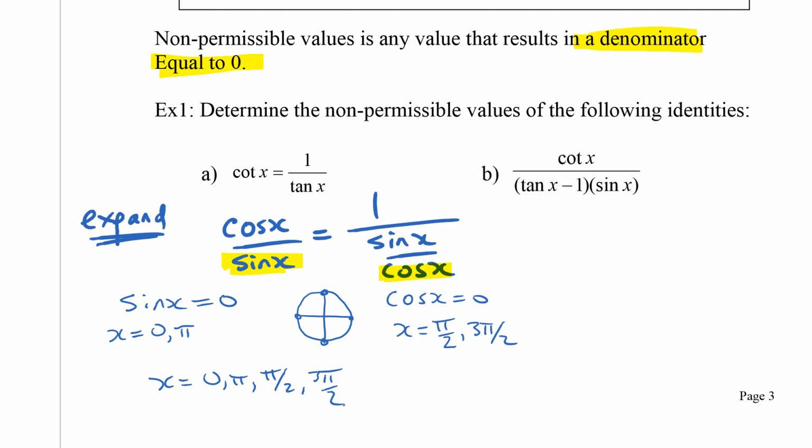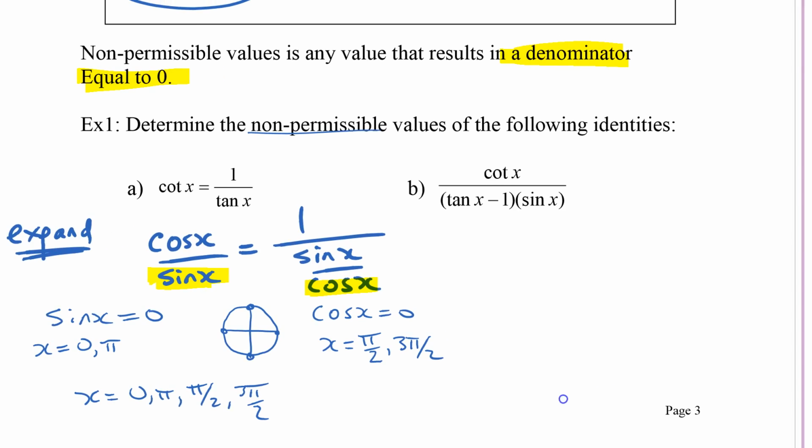Those are the non-permissible values. It'd be okay to write it this way too, to say x cannot be equal to those things, because we're talking about things that x cannot be. So it's up to you whether you want to write an equal sign when you list them, or you can put a not equal sign. Let's try the other side here.